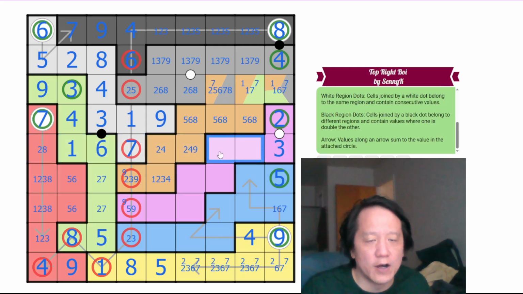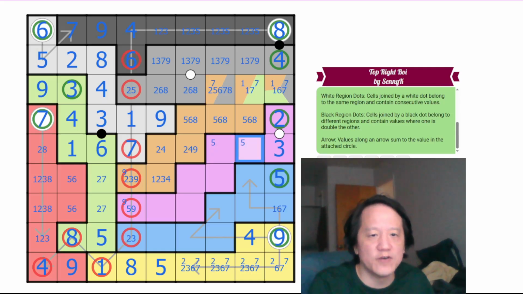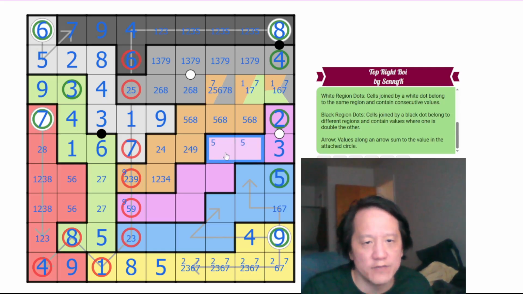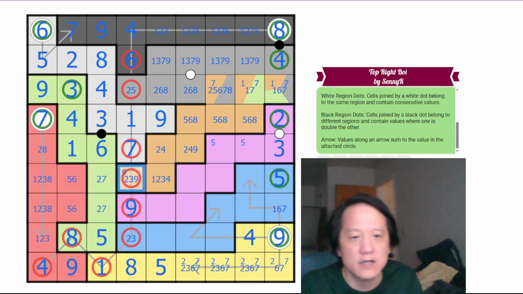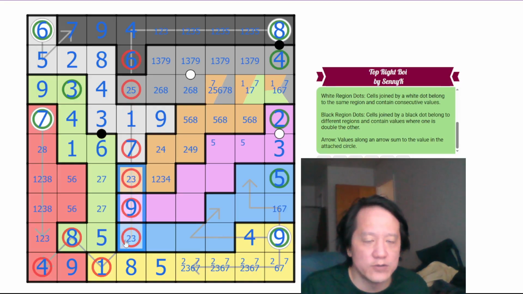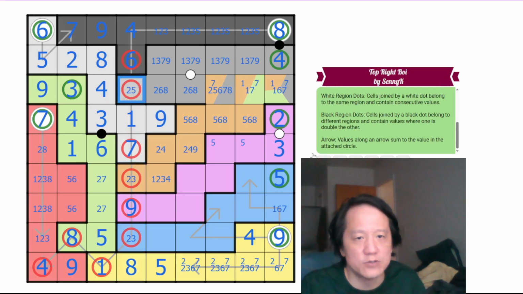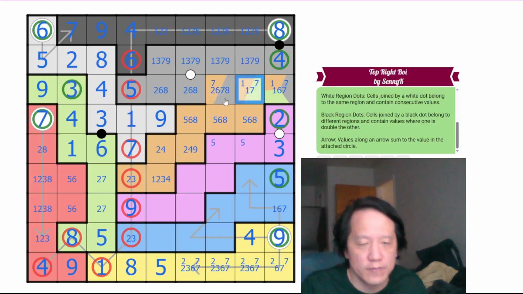Where is 5 in row 5? It has to be one of these two. That eliminates 5. That guarantees a 5 in the pink region, which eliminates 5 in the rest of the pink region. So this is 9. No 9 here because of 9 in the column. Then we have a 2, 3 pair in column 4, which eliminates 2 and 3 in the rest of the column. So no 2 or 3 here. It's 5. That means this can't be 5.